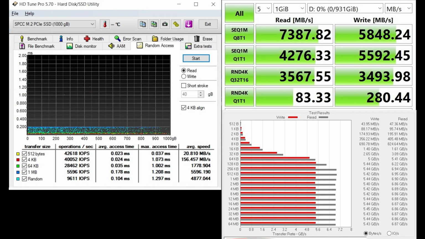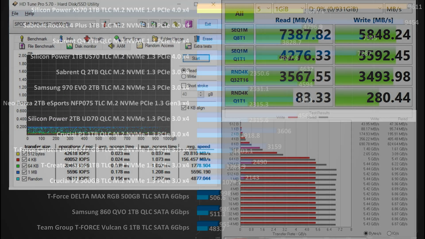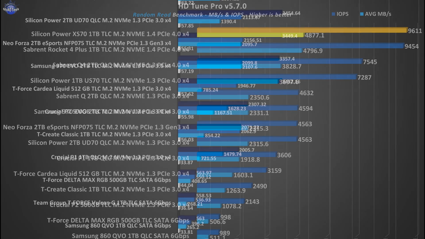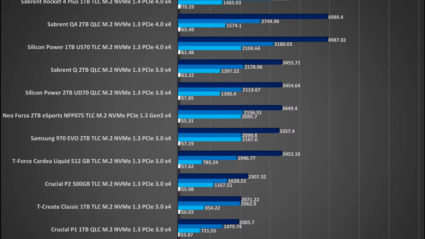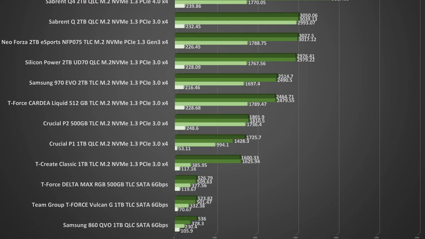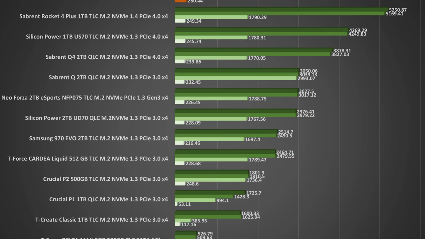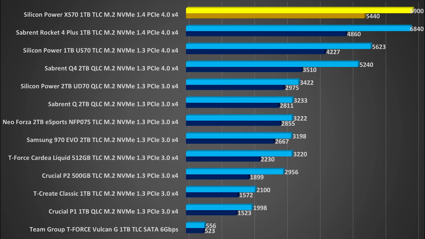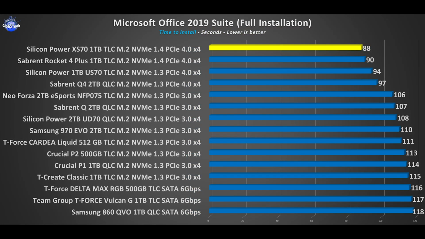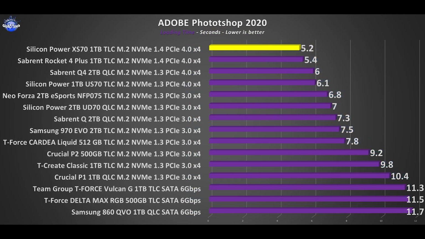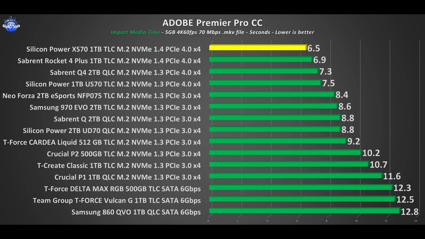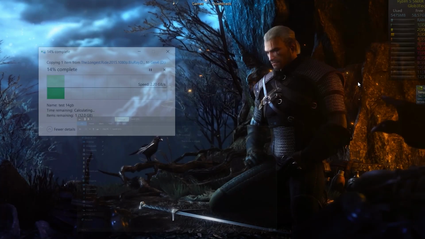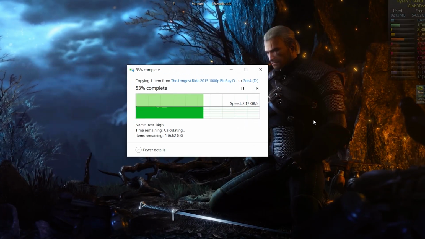Okay, results time. It basically tops all of my synthetic benchmark runs and tests, becoming the fastest M.2 drive that I've ever tested, surpassing even the Sabrent Rocket 4 Plus. As for the loading times, it maintains its crown once again. So far so good. Now for my favorite practical test with real-life transfers.